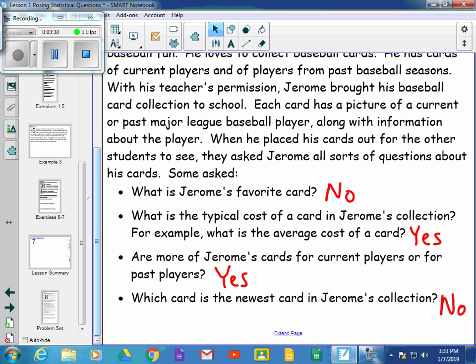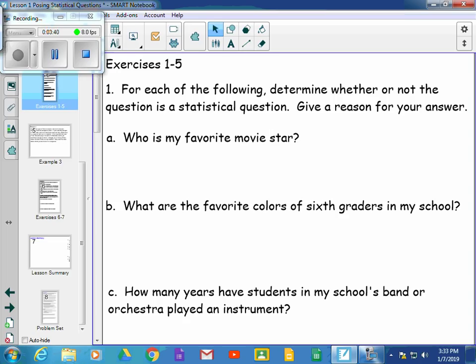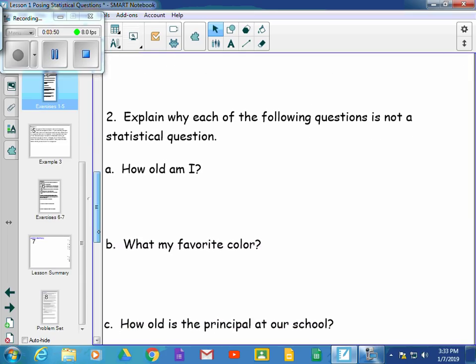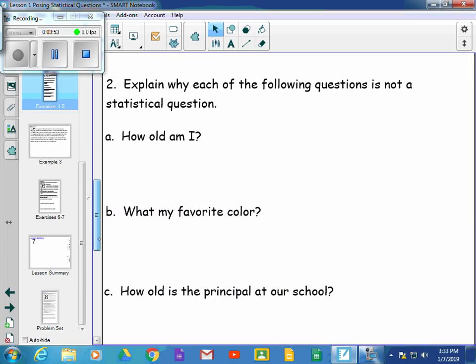Now I want you to go to exercises 1 through 5. It says, for each of the following, determine whether or not the question is a statistical question and give a reason for your answer. So answer all of those. Then do question number 2. Explain why each of the following is not a statistical question.